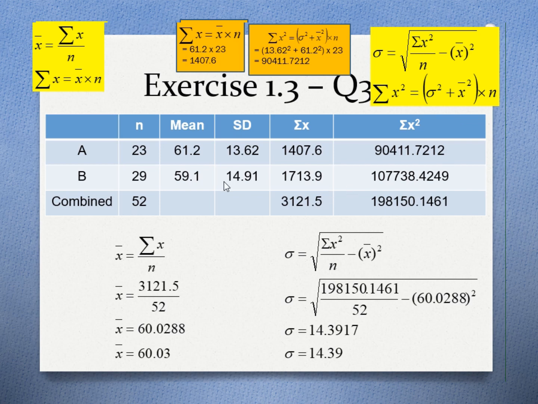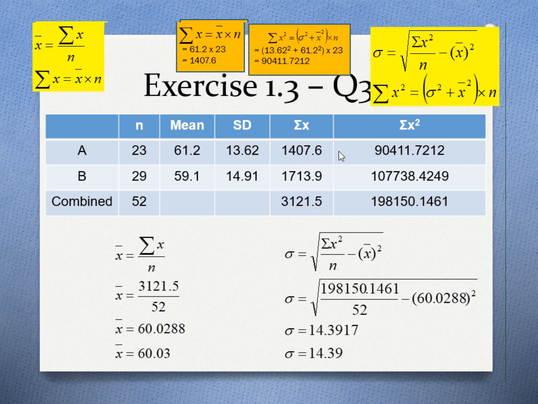So now you have the mean and SD. So how to find sigma x? Sigma x is mean times n. So you can see that 23 times 61.2, you will get 1407.6. So that's all right. That's quite direct.